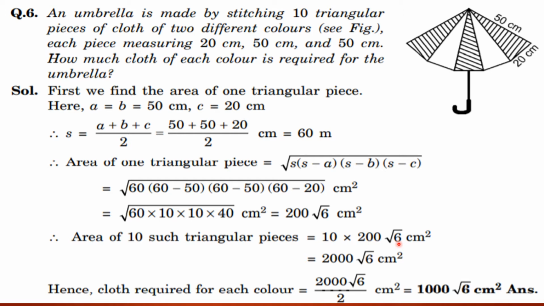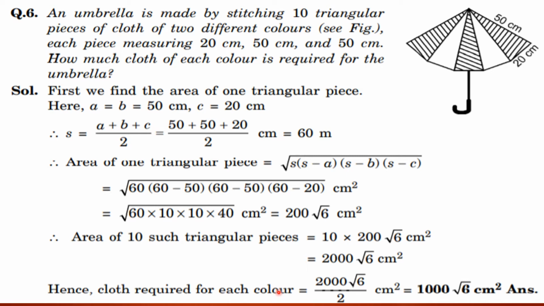Understood this part, my children? Right. Centimeter square. This is equal to 10 into 200. What will you get here? 2000. Okay, my children? 2000 square root 6 centimeter square. This is the area of 10 triangular pieces. Understood this part, my children? Understood this step? Right.